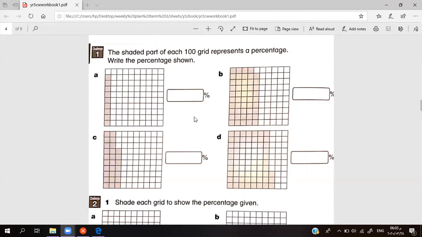Okay, so let us see here. This is, of course, as you know, a grid of 100 squares. 100 means a percent. How many are colored? Each column has 10. How many are colored? 9. Right. 9 from how many?